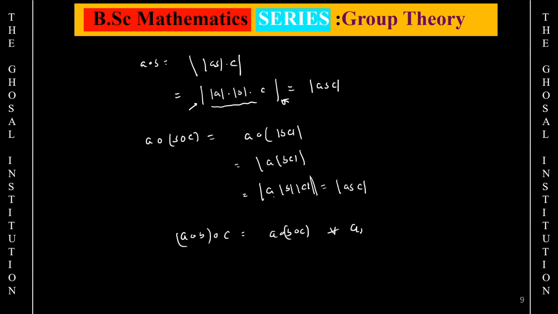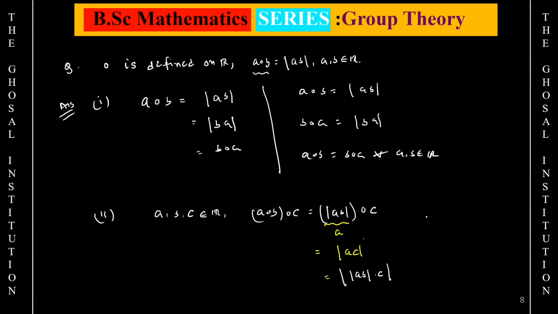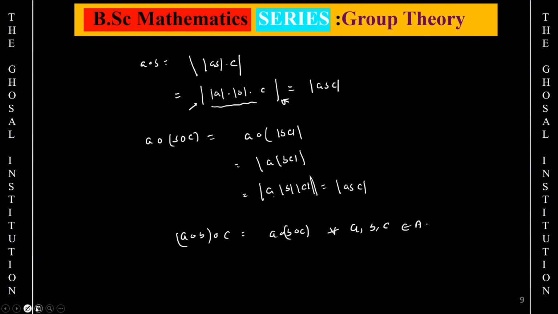So for all A, B, C in real numbers, yes, it is both commutative and associative.